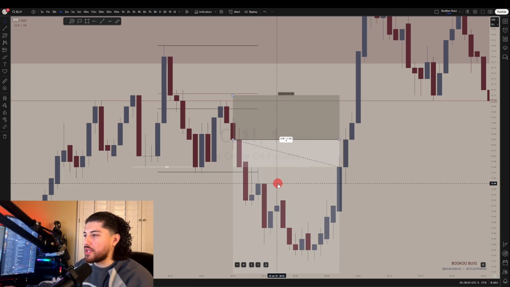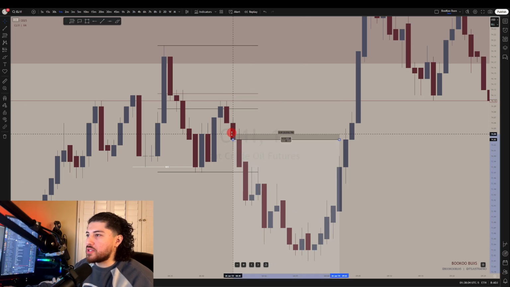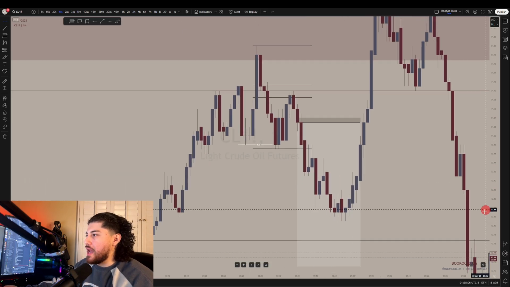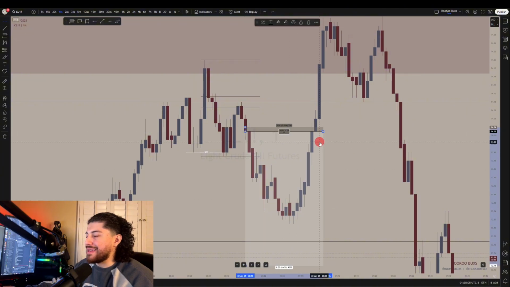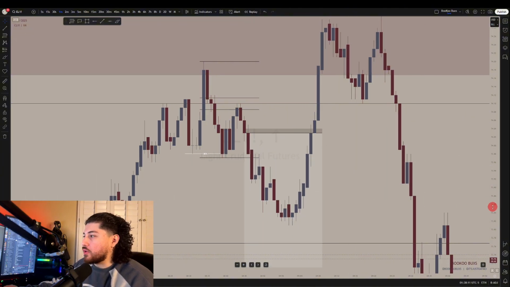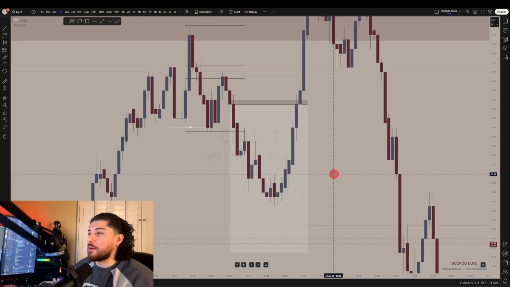So once price pulled back here and made a new low, my stop loss was simply at break even. And as you can see, price ended up coming up and tapping my break even. So unfortunately, price hit the break even, so I really did not profit from the trade.